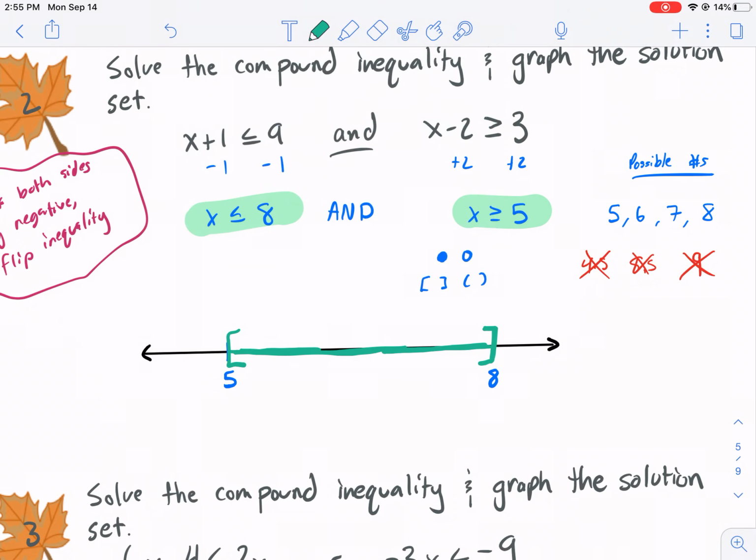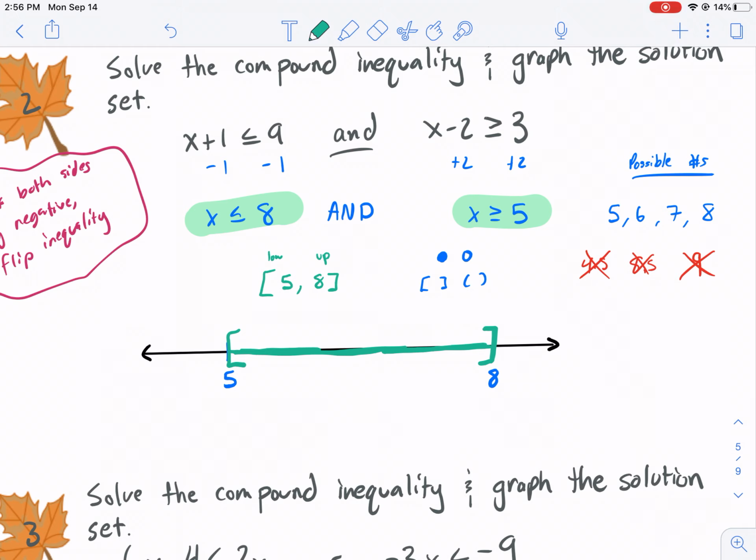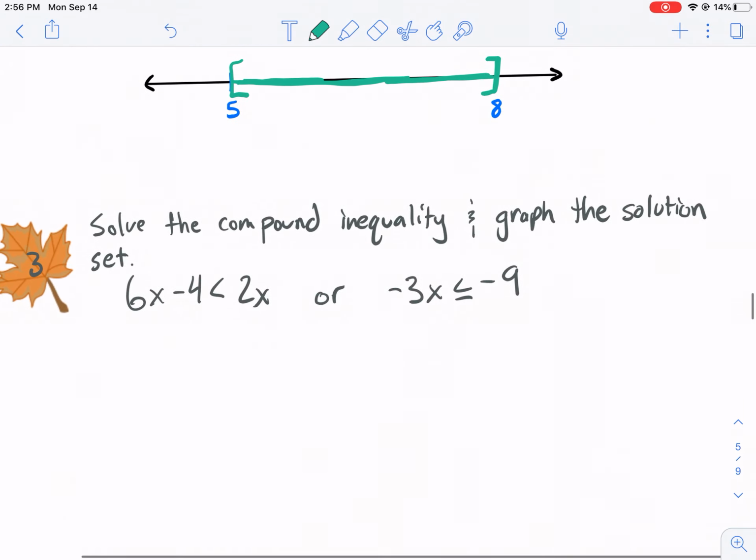Another way to think of this is the interval notation. If we were to do this in interval notation first, which is a good idea actually, you'd have 5 and 8. This is the lower limit. This is the upper limit. And you see that is covered in our graph right here. It's represented there. So that's how we demonstrate it in a graph, with that overlap.